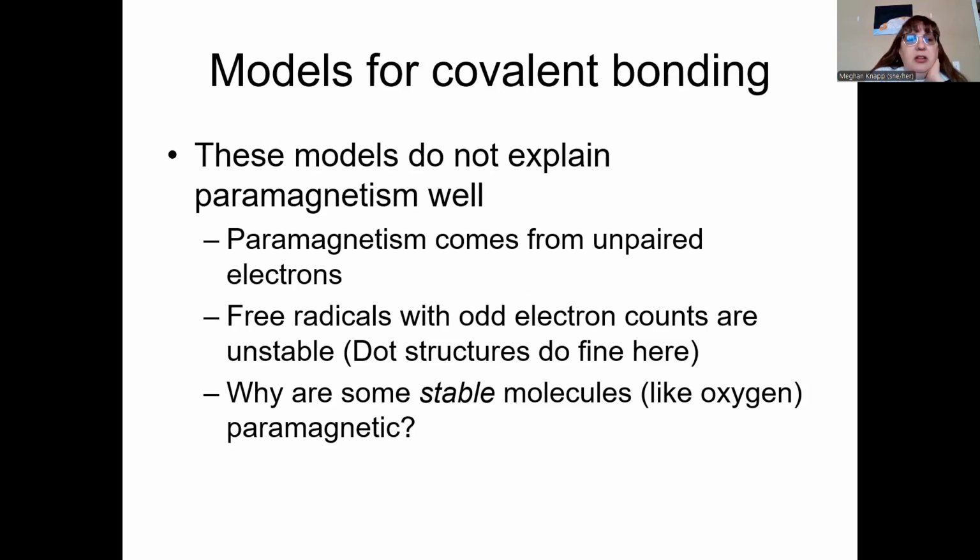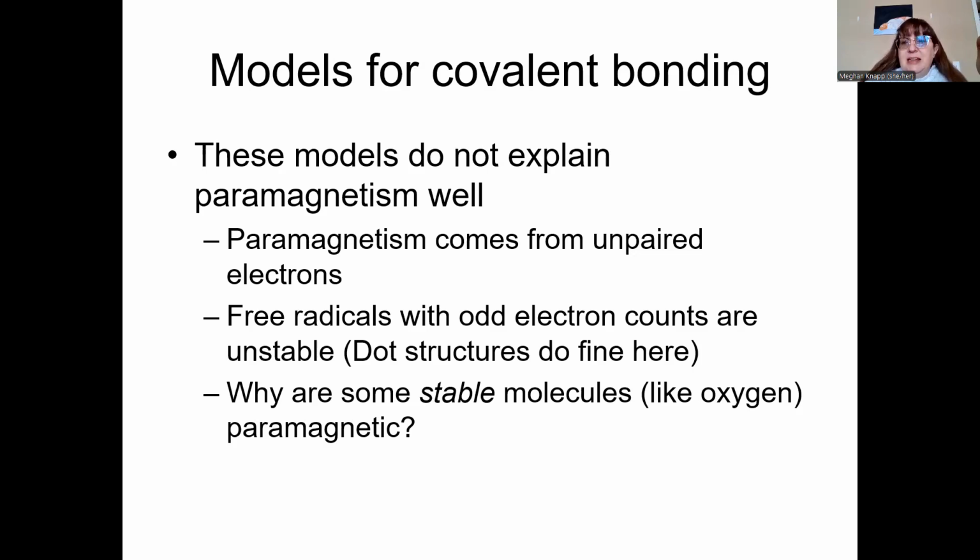And in all of our Lewis structures, we try to pair up the electrons. They're either paired in the lone pair or they're paired in the bond. We don't like the free radicals. We can't follow the octet rule with a free radical, and we know that they're unstable. But there are a handful of molecules like oxygen that are stable. So the models we currently have don't answer the question, why are there some stable molecules like oxygen that are paramagnetic?